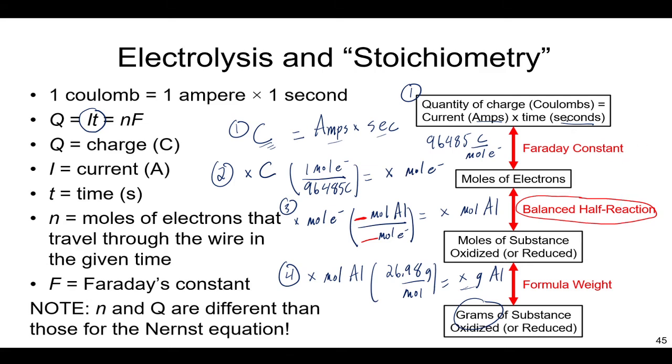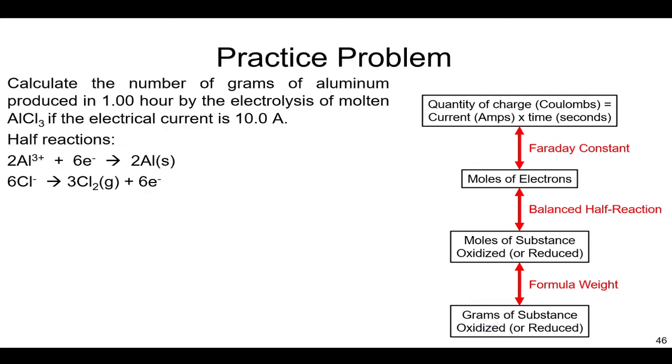So let's look at electrolysis in some of these practice problems in different ways they can be asked. Calculate the number of grams, so we're going down this chart, of aluminum produced in 1 hour by electrolysis of molten aluminum chloride if the electrical current is 10 amps. Okay, an amp, by the way, is a coulomb per second, so you want to make sure your time is in seconds. Okay, 1 hour, 60 minutes, 60 seconds in a minute, so 1 hour is 3,600 seconds.